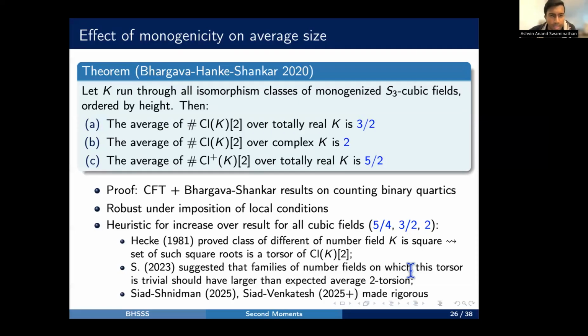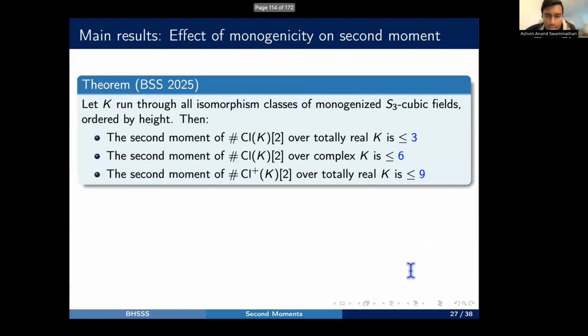Okay. So that's the case of the average sizes of these two class groups. But then using our more general result about second moments of generalized Selmer groups, we get the following result. So we find that the second moment of the two-class group is at most 3. In the totally real case, in the complex case, we get a bound of 6. And for the narrow class group, we get a bound of 9.